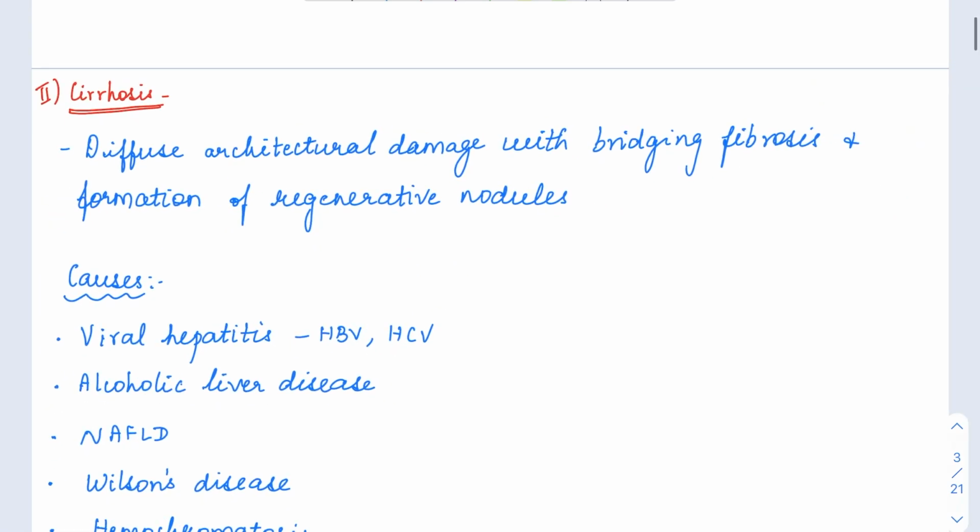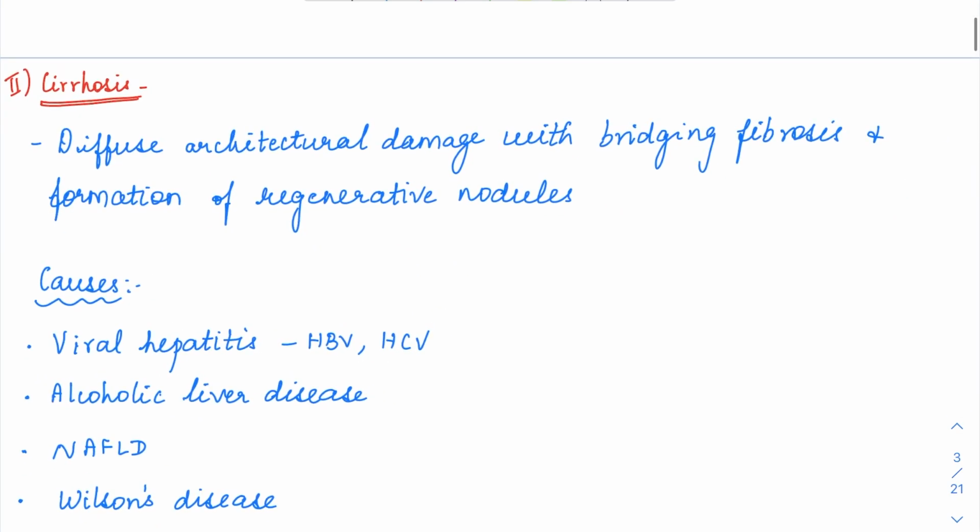So next, let's move on to cirrhosis. Cirrhosis is a chronic, end-stage kind of disease wherein there is diffuse architectural damage to the liver. The word diffuse here is quite important. The damage to the liver is diffuse, not focal, and the liver is converted into a nodular surface.